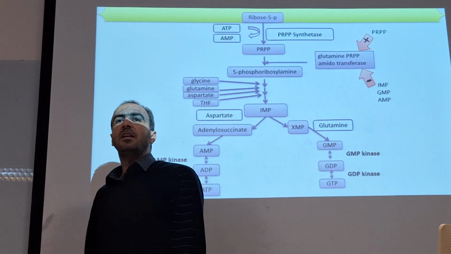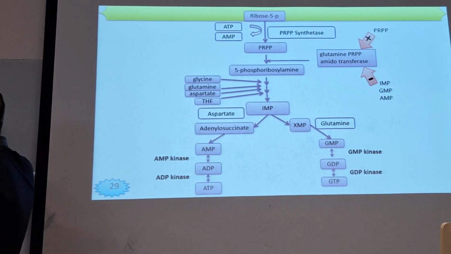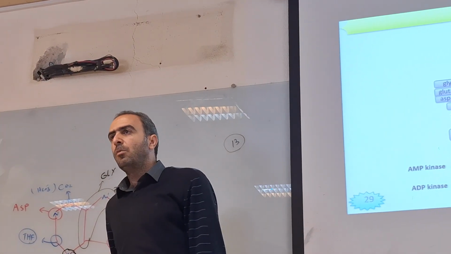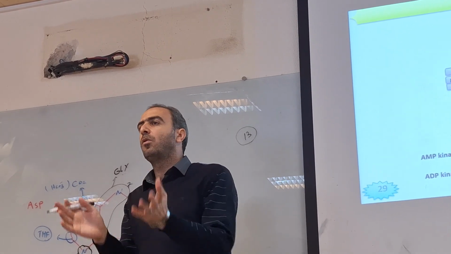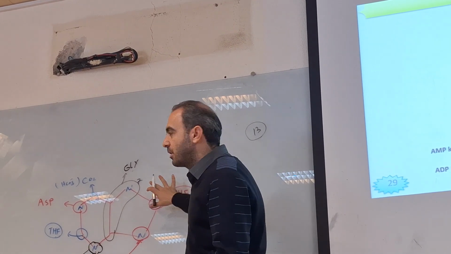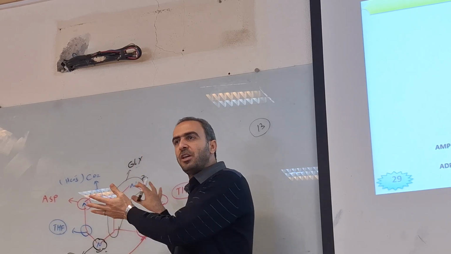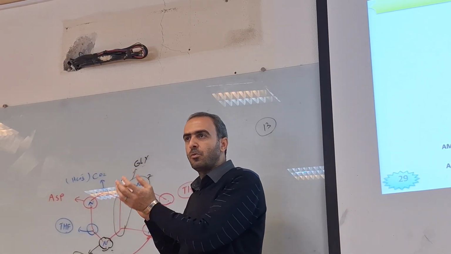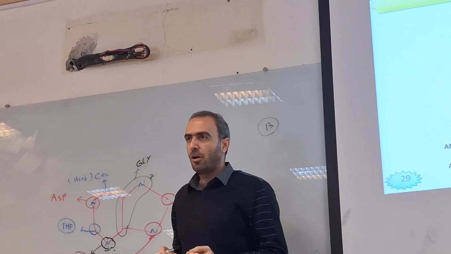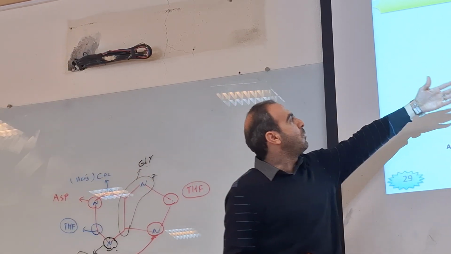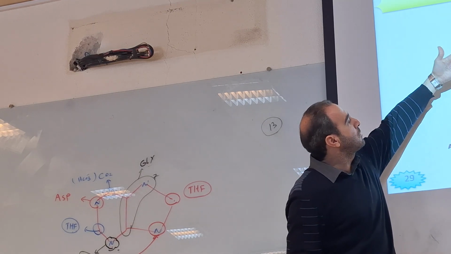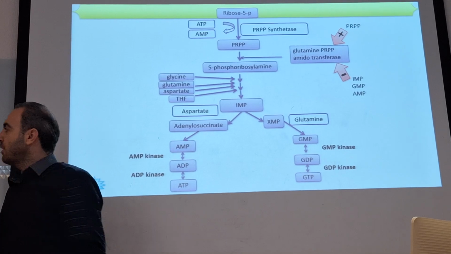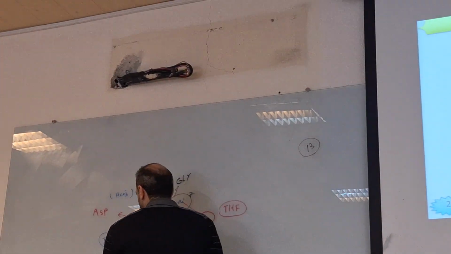But we need close to 13 steps to produce 1 nucleotide. But you don't need to know all the mechanism. Just the first 2 steps, PRPP synthetase and PRPP glutamine amidotransferase, which are the commitment steps, are important. Then we will add glycine, glutamine, aspartate, and tetrahydrofolic acid one by one. Finally, we will have inosine monophosphate.